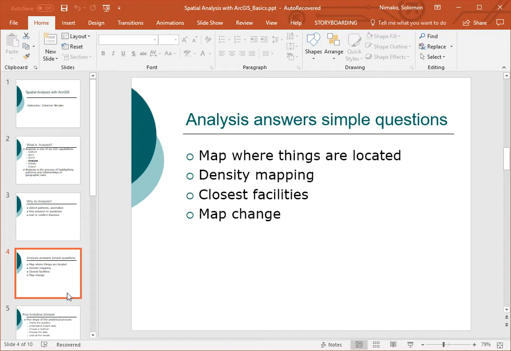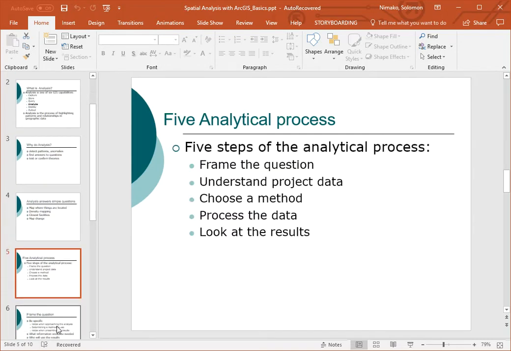So then we want to do things like change maps. So you map something one year, and then you can come back the following year and do the same and compare how things are changing. So there are 5 analytical processes that we have to take into consideration when we are dealing with analysis. And as I said in class, the first thing that you want to take note of is the question. You have to always frame the question and understand the question that you are trying to answer before you start performing any analysis. So you have to frame the question.